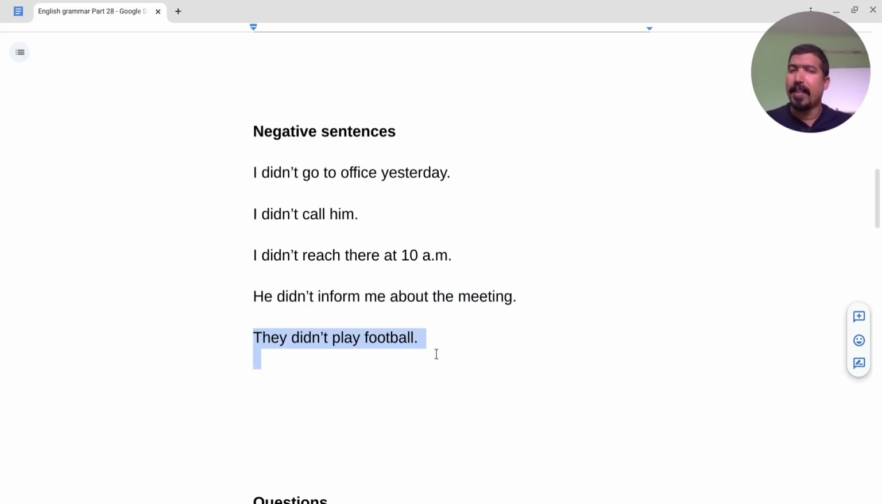Did they play football in the evening? No, they didn't play football because it was raining at that time. There's a specific reason: it was raining. That is why they didn't play football. So I didn't, he didn't, they didn't.